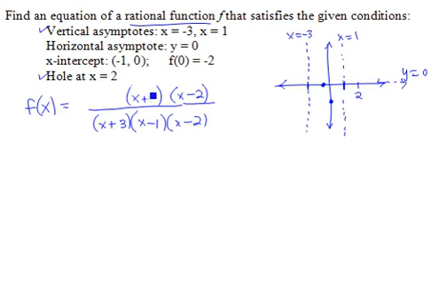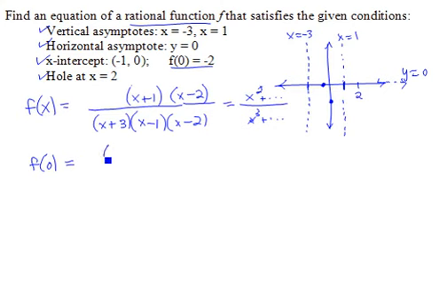Now so far, if we multiply this out, we will have an x squared plus some smaller terms in the numerator. We'll have an x cubed plus some smaller terms in the denominator, and because the degree of the denominator is higher than that of the numerator, we will have y equals 0 as a horizontal asymptote as is indicated. So we're all set for the horizontal asymptote at this point. Let's check this condition, f(0) equals -2, and see if we've got that right, or if we need to make any adjustments.